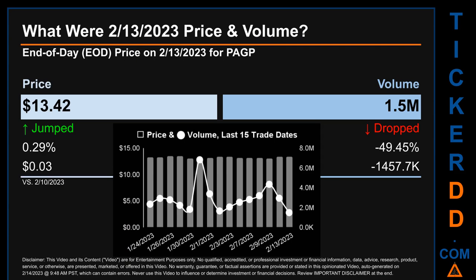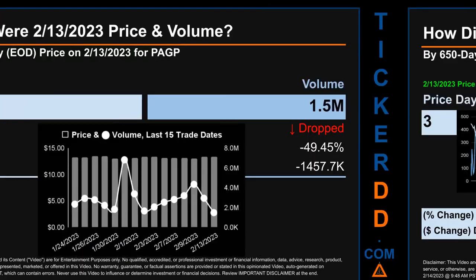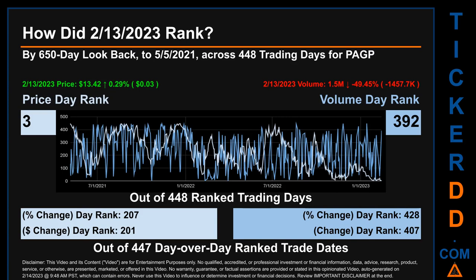Across a range of 52 cents, the max and minimum end-of-day price were respectively 13.54 and 13.01. Volume saw a range of 5.3 million, from a day low of 1.5 million to a day high of 6.8 million.